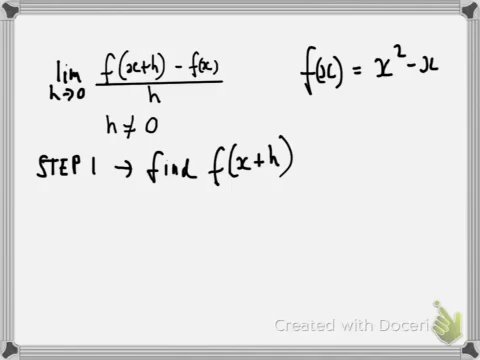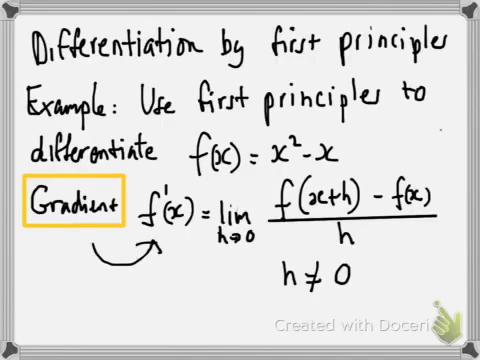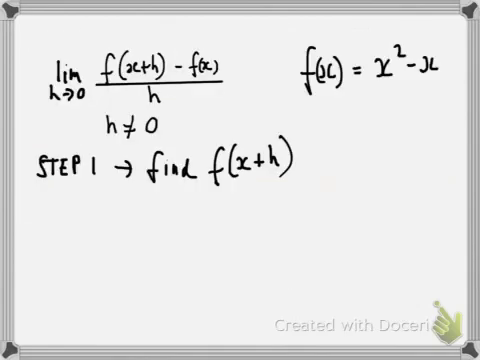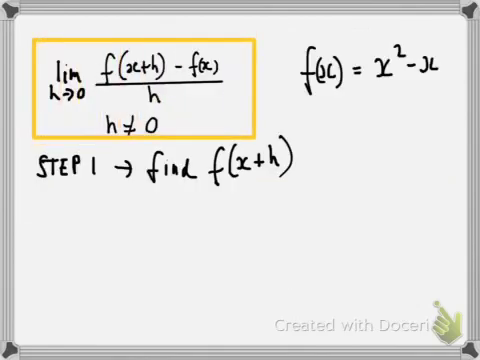So we're going to differentiate by first principles. Here's the example. We're going to differentiate by first principles f of x equals x squared minus x. And this is the formula we use when we differentiate by first principles: limit as h approaches 0 of f of x plus h minus f of x over h, where h is not equal to 0. And this is the target here. That's what we're after. So let's have a look.